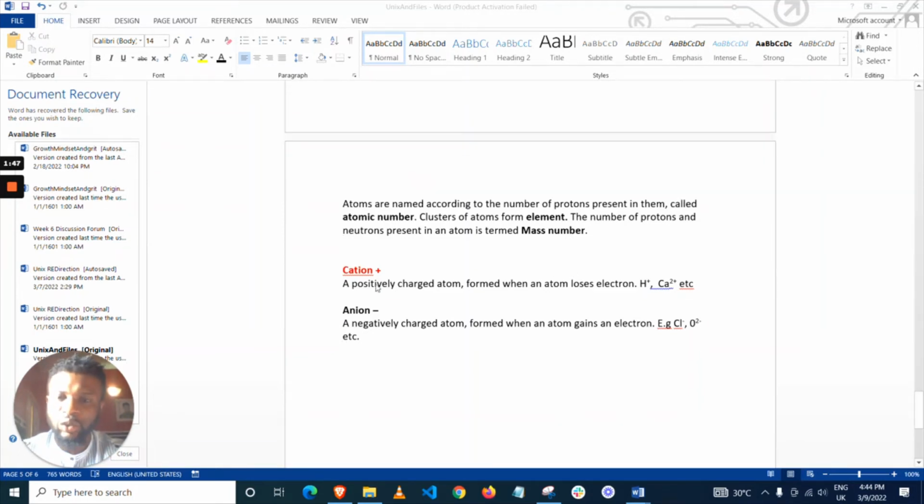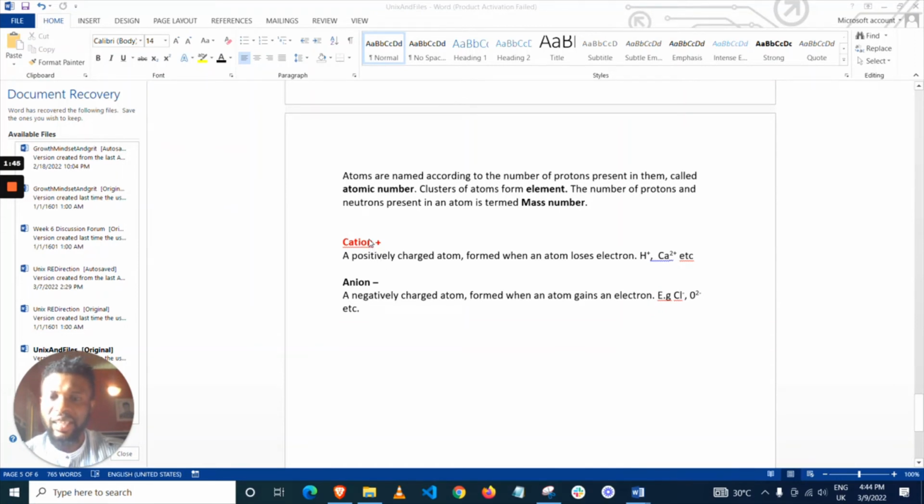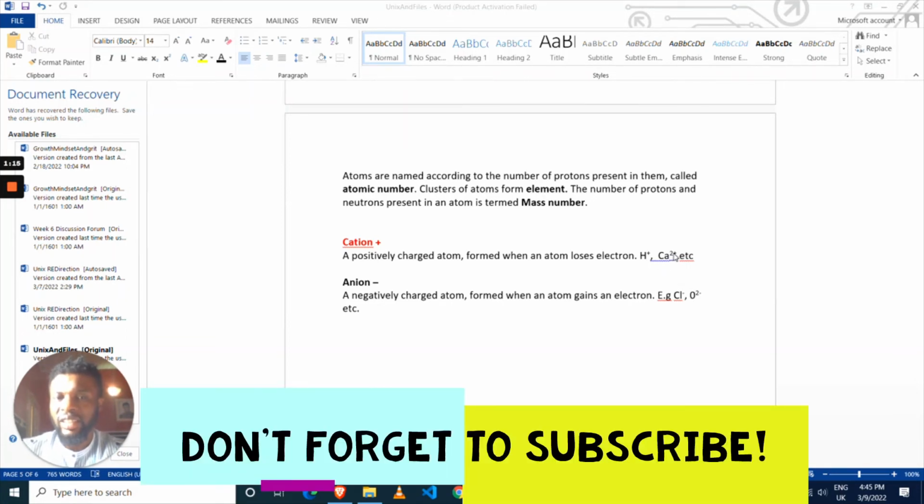Okay, so let's move further to the last subtopic, cations and anions. What is a cation? A cation is an atom that is positively charged. Okay, and for an atom to be positively charged, that atom must lose electrons. So like we have, this is hydrogen. This is the symbol for hydrogen. But as you can see, a plus on it. So hydrogen plus, meaning hydrogen has lost an electron, 1 electron. This is Ca. Ca is the symbol for calcium. You're seeing Ca2+, meaning calcium has lost 2 electrons.